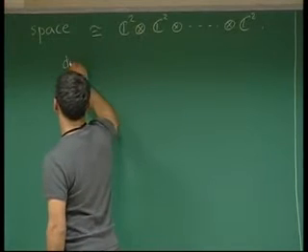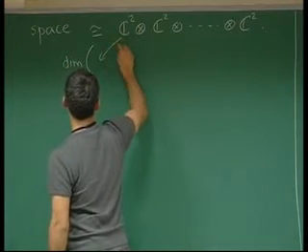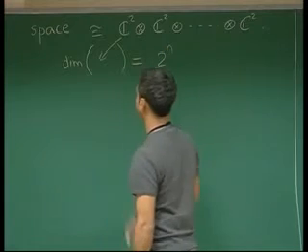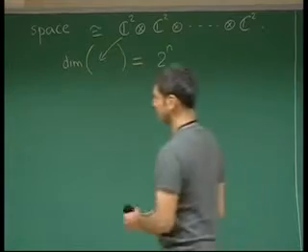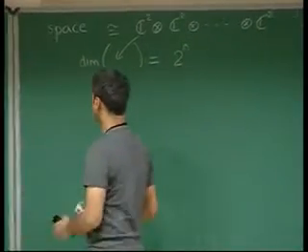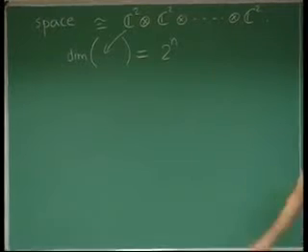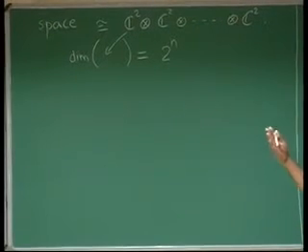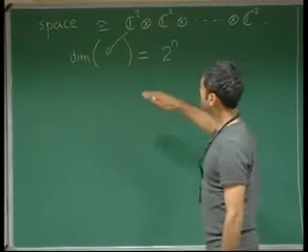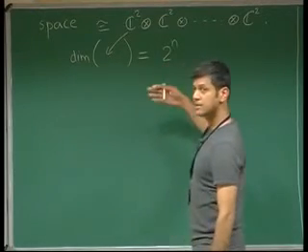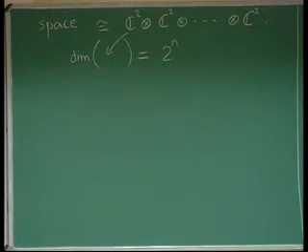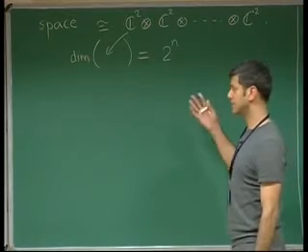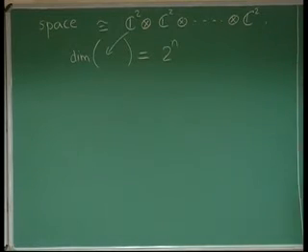Something to note here is that the dimension of this space is 2 raised to n. So n particles, each of which has two levels, give rise to a 2 to the n dimensional space. And the fact that such a system can exist in a superposition of such a large number of states is one of the reasons behind the exponential power of quantum computation.